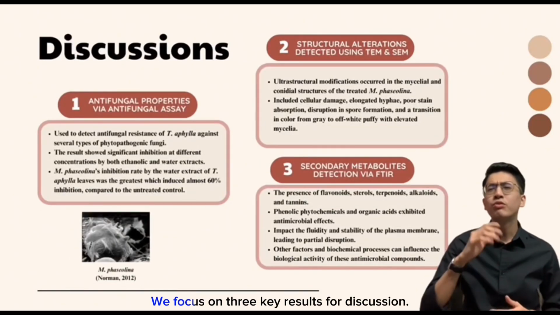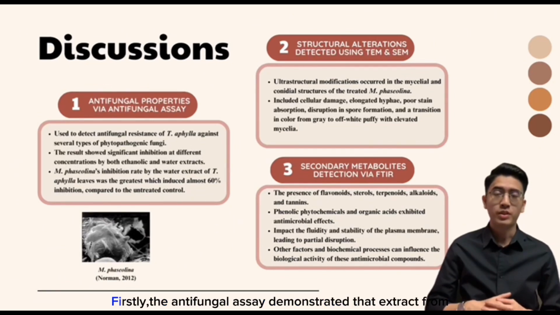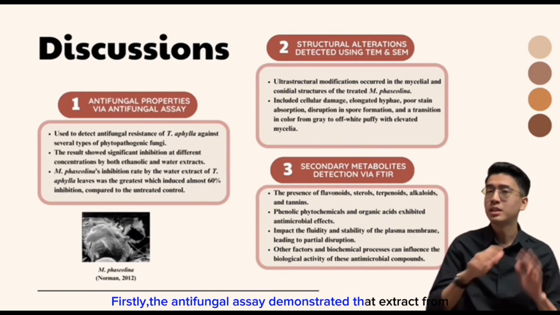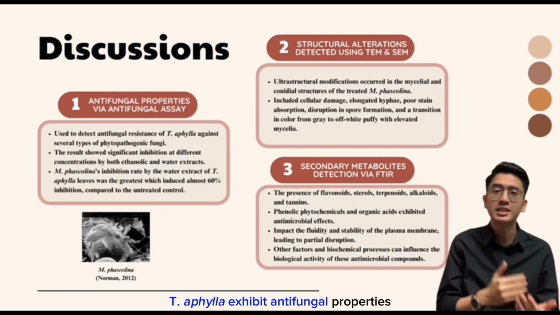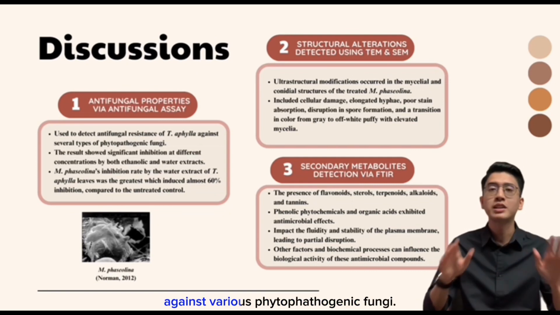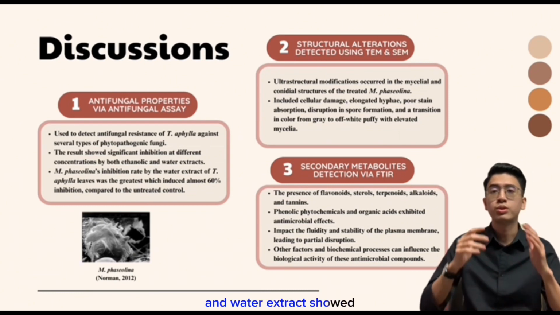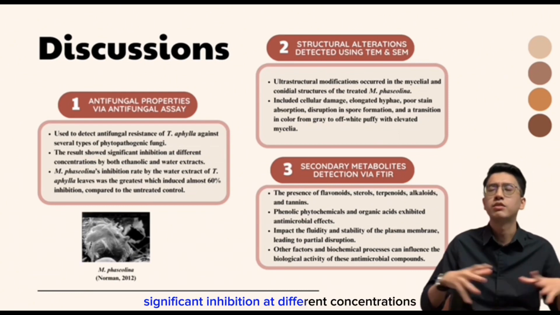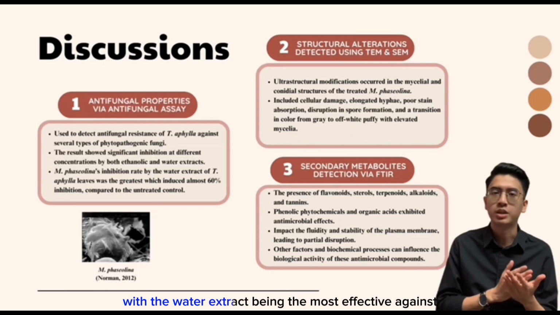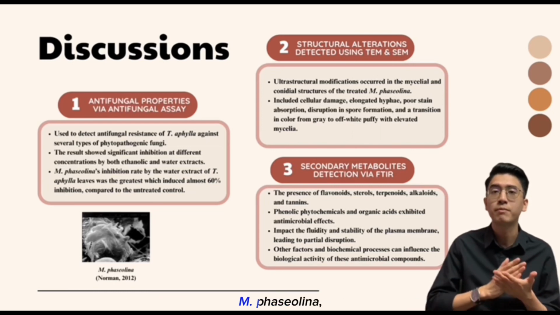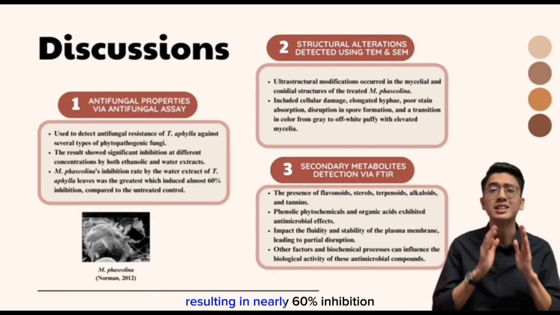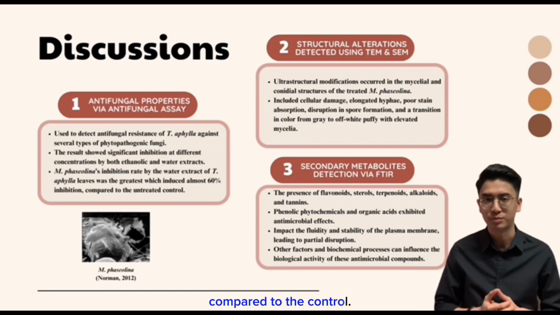According to the article, we focus on 3 key results for discussion. Firstly, the antifungal assay demonstrated that extract from T. aphylla exhibit antifungal properties against various phytopathogenic fungi. Both ethanolic and water extract showed a significant inhibition at different concentrations with the water extract being the most effective against M. phaseolina, resulting in nearly 60% inhibition compared to the control.